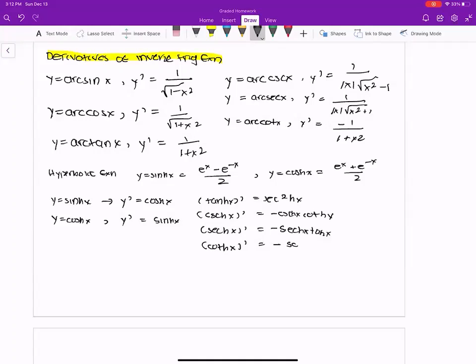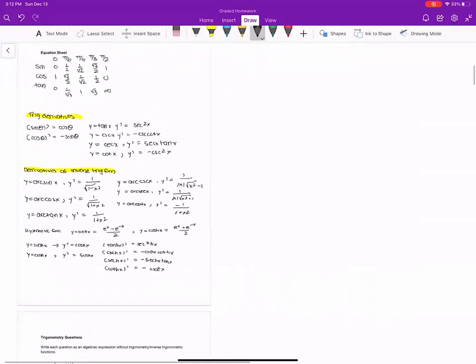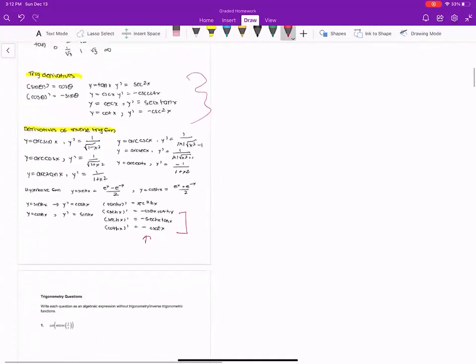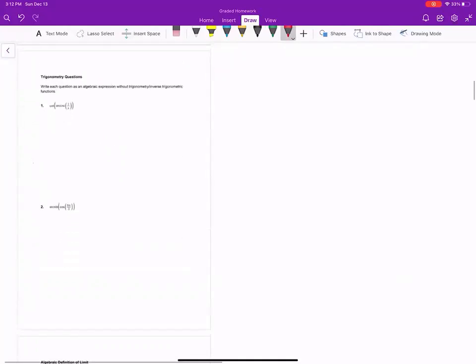Oh, whoops. CSE and an H. So you can see that if you memorized this, the only difference is that these three have negatives, and instead of the normal trig derivative, the normal function like cosecant and cot, you just have hyperbolic cosecant and cot. Okay, now we'll move on to some trigonometric questions.